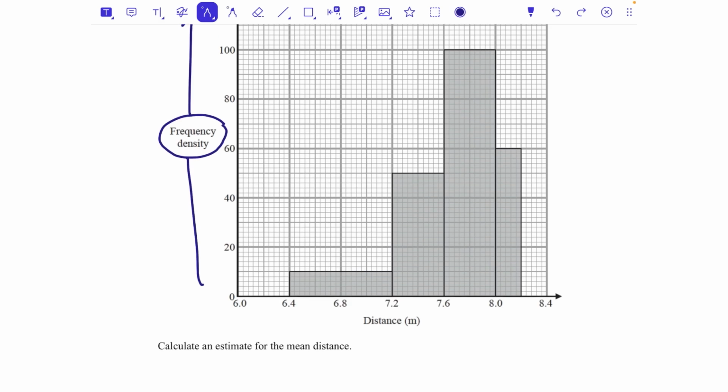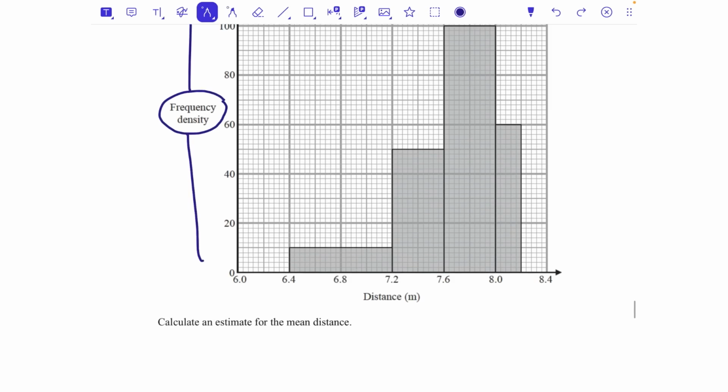It says calculate an estimate for the mean distance. Okay, let's start by finding out how many people are in each category. So in this first category, this first bar here, to find out how many people are in that, we just need to work out the area. And the area is going to be base times height. From 6.4 to 7.2, that is 0.8 wide. So we are doing the base, 0.8, times the height, which is 10. 0.8 times by 10 is 8. There are 8 people in that category.